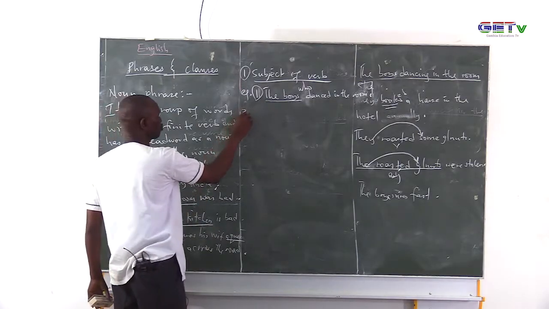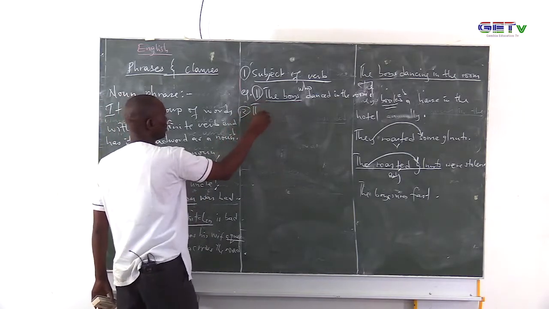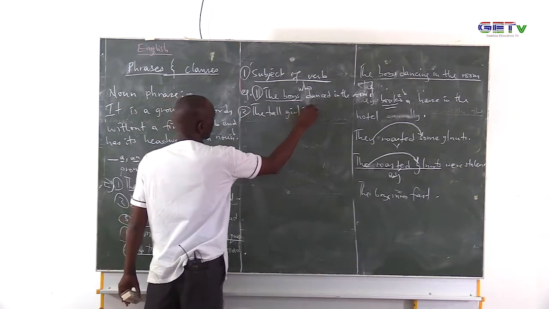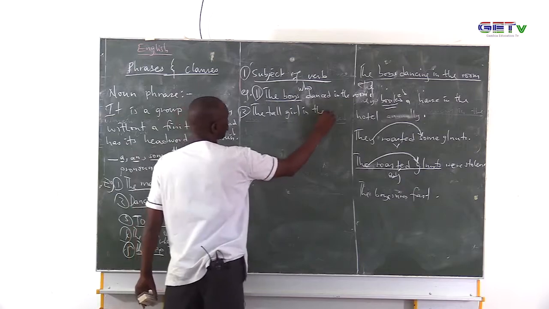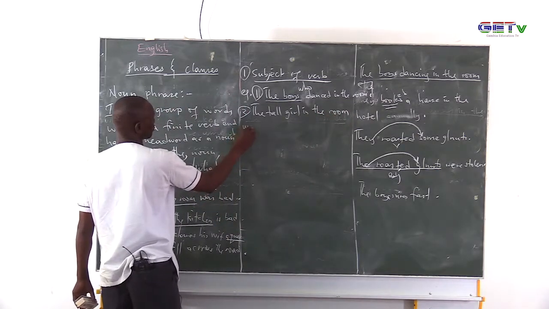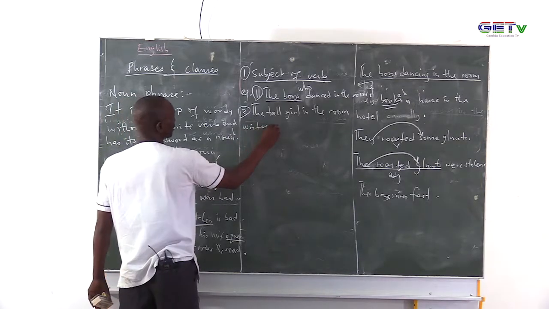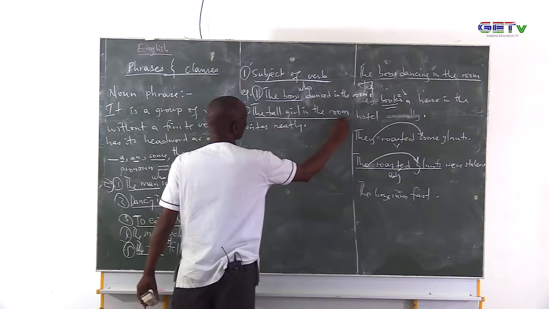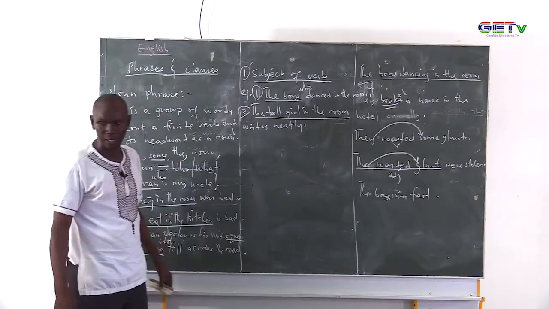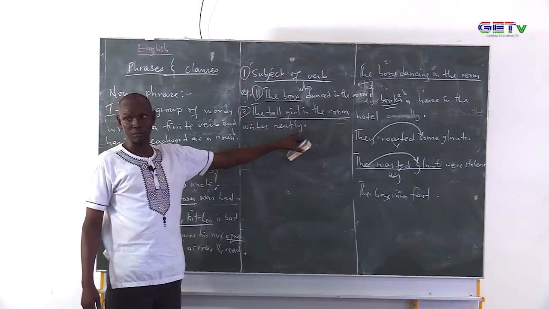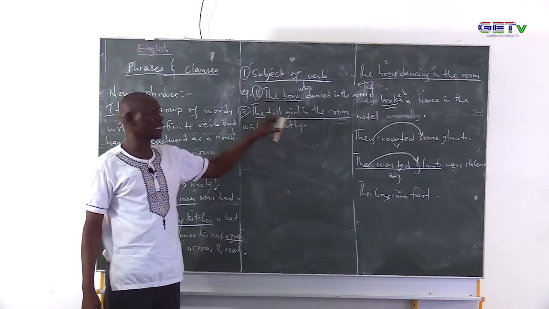If I say example two, the tall girl in the room writes neatly. Now, assuming we have here, the tall girl in the room writes neatly. Assuming this is the point, who writes neatly? The answer is going to be the tall girl in the room.